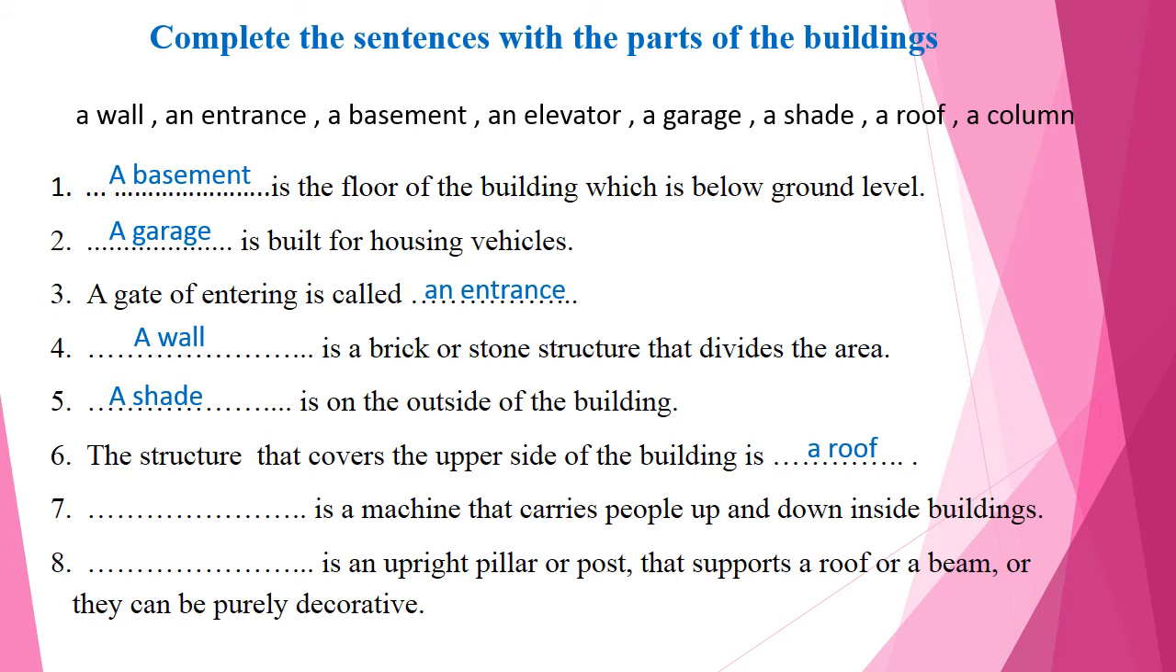Number 7. This one is a machine that carries people up and down inside buildings. Okay, an elevator. Number 8. An upright pillar or post that supports a roof or a beam, or that can be purely decorative. It means a column.